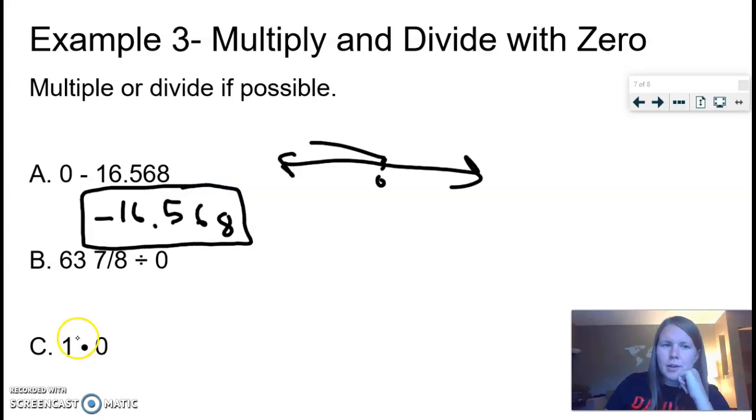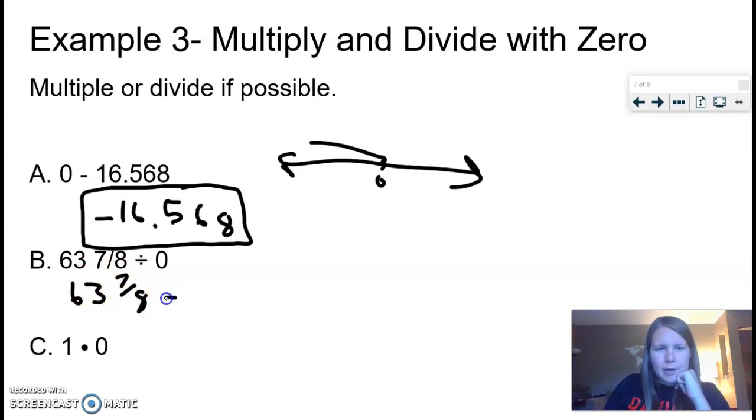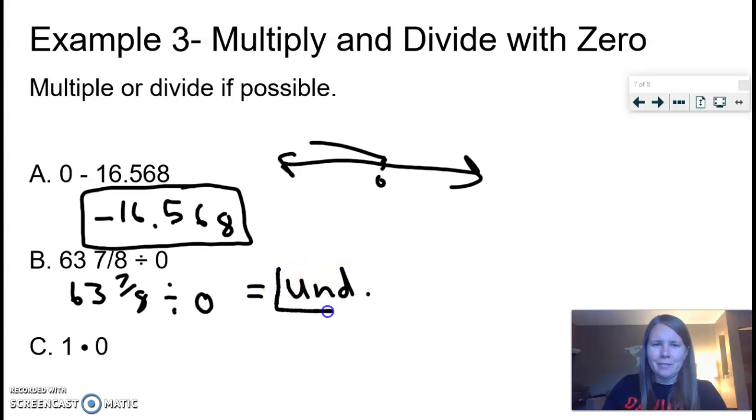Pretty straightforward. B then, I know it's written a little funny, but it should be 63 7/8 divided by 0. Remember, you can have 0 first, but you can't divide by 0, so I would say this is undefined, or you can put UND, not like the college, but you can abbreviate it so that you don't have to write it all out.